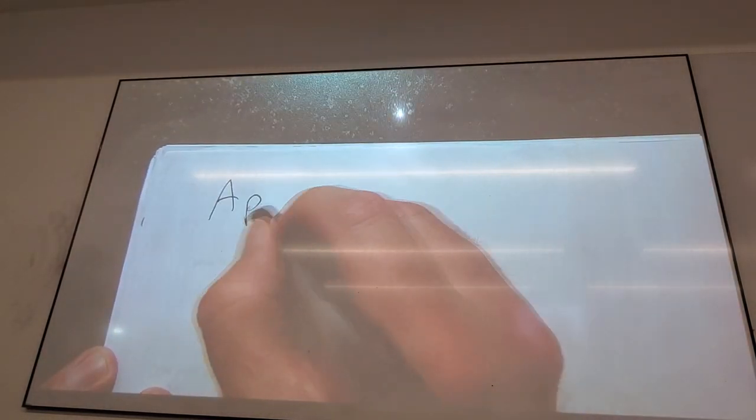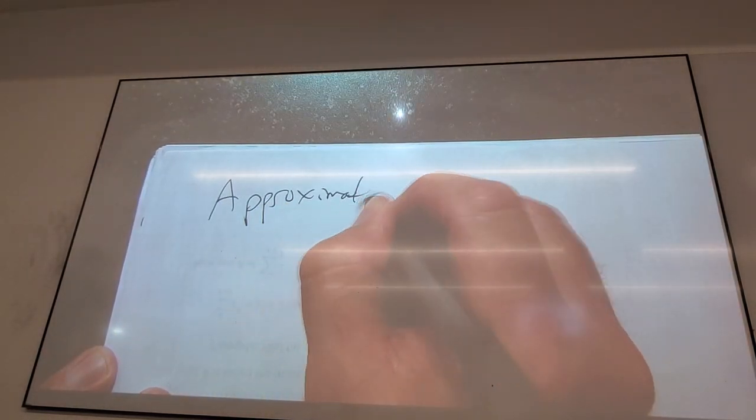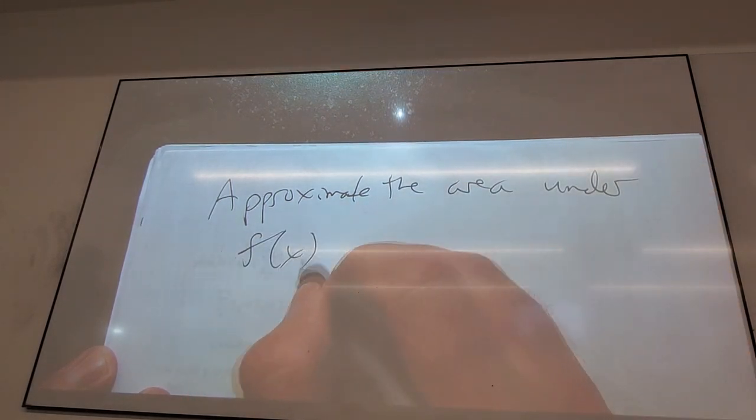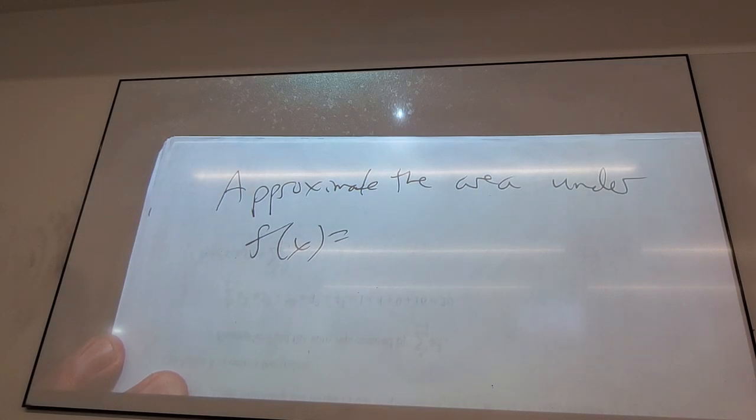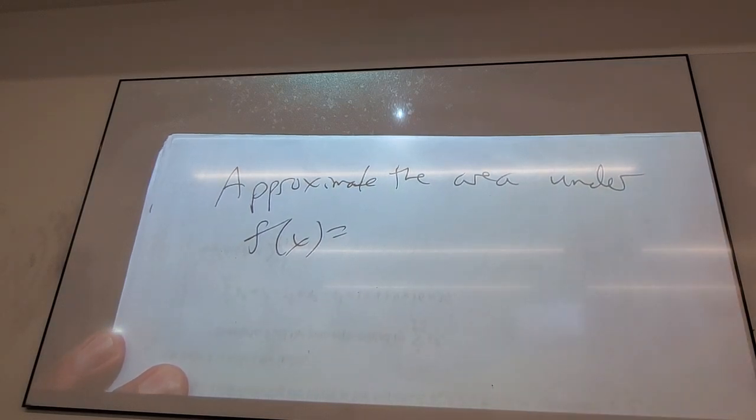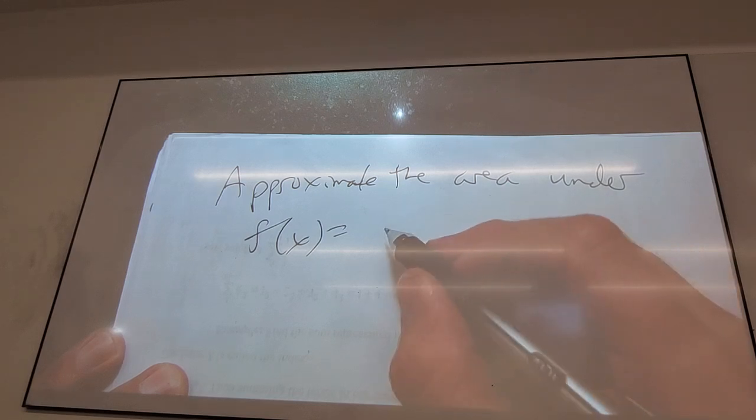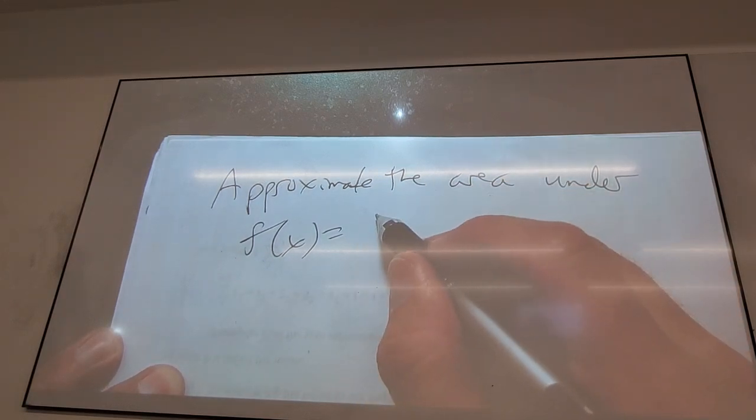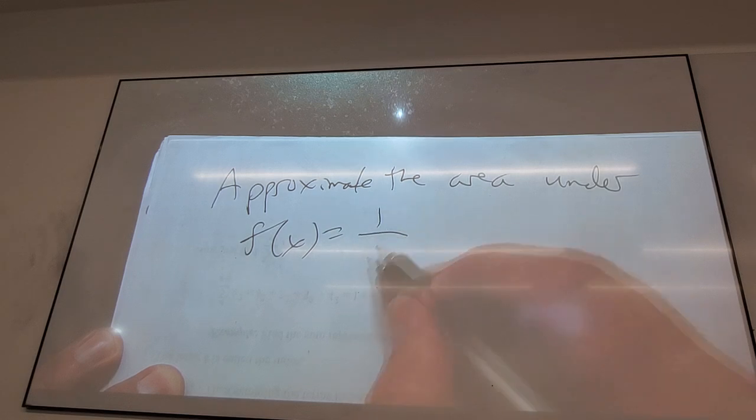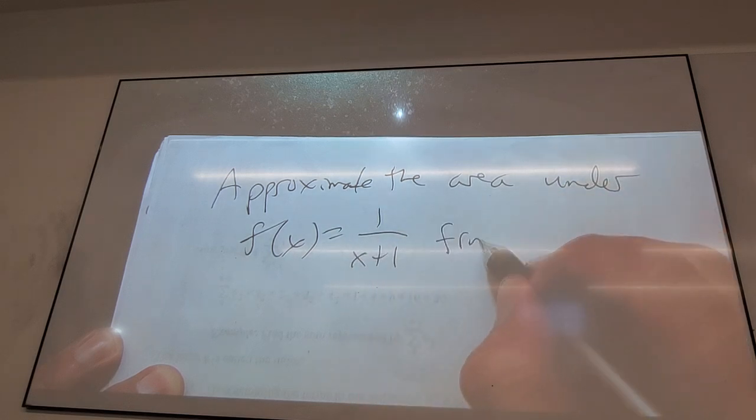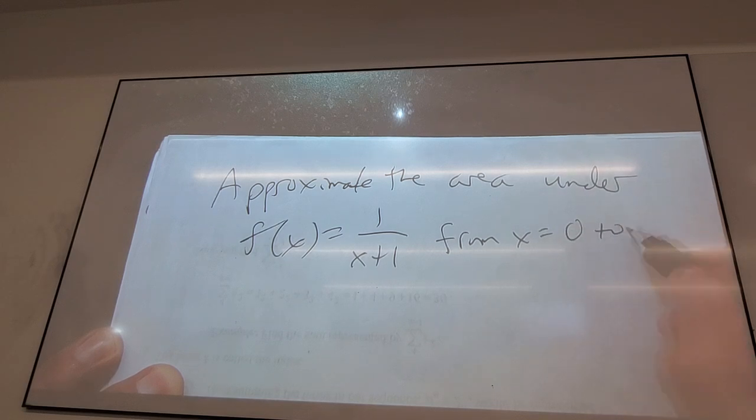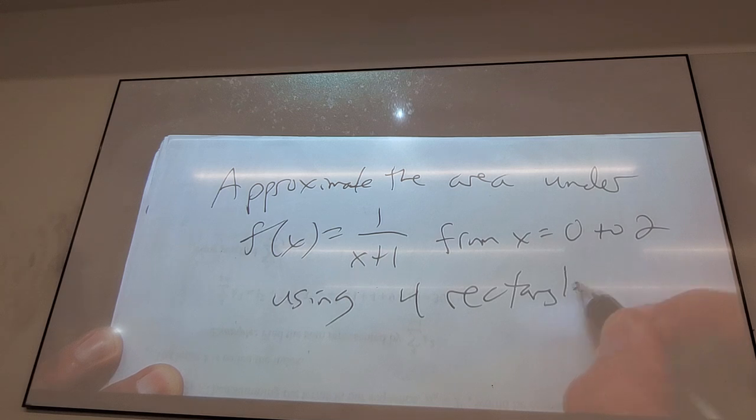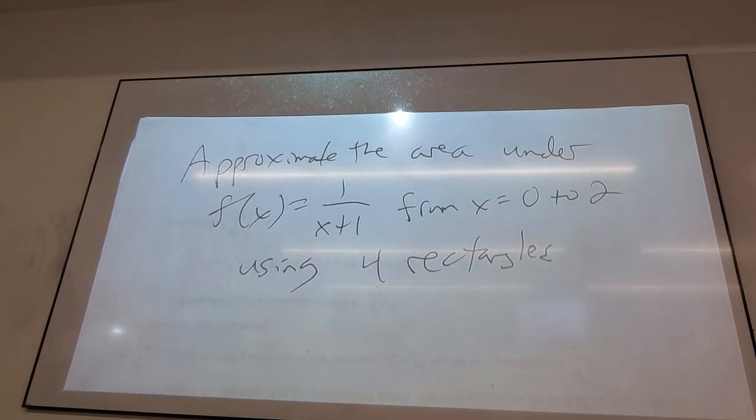I want to approximate the area under f of x. Make it 1 over x plus 1 from x equal to 0 to 2 using 4 rectangles.